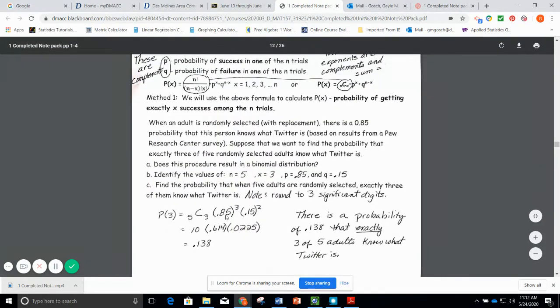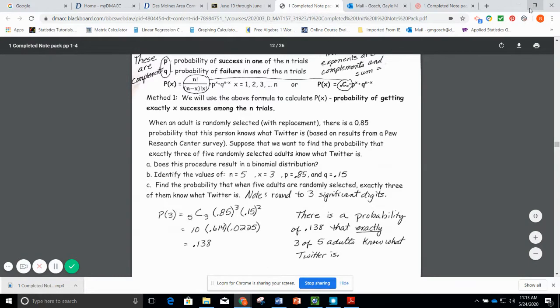Now again, this 0.85 to the 3rd power, you could do that in your calculator, and then the 0.15 squared, do that in the calculator. So you have 3 different components that you need to put in the calculator, list them, and then multiply those together. So we come up with 0.138. The way you interpret that is there is a probability of 0.138, or 13.8%, that exactly 3 of 5 adults know what Twitter is.